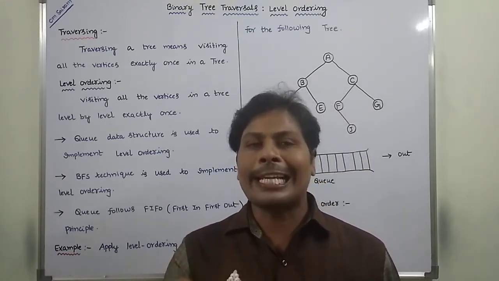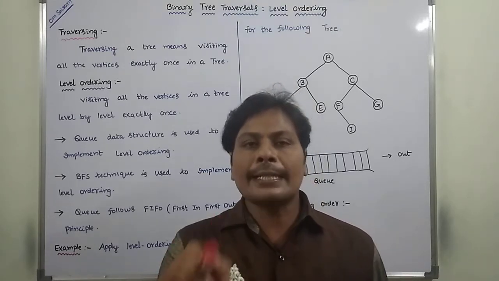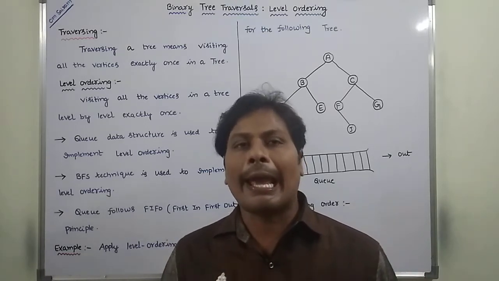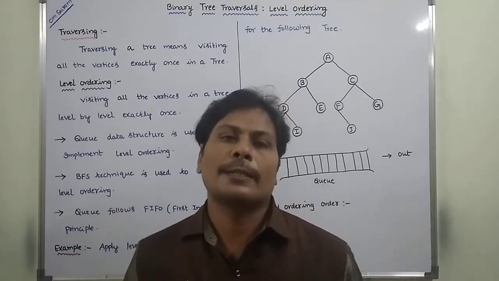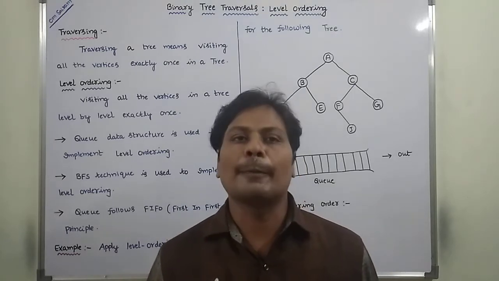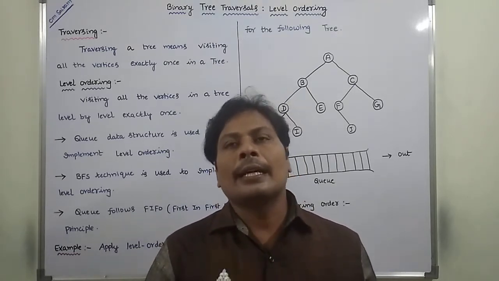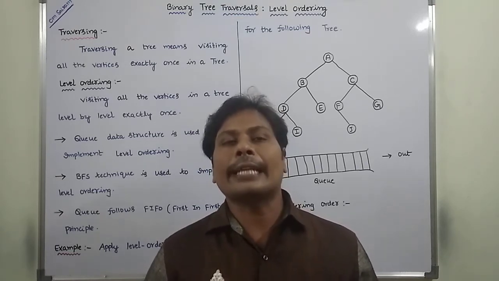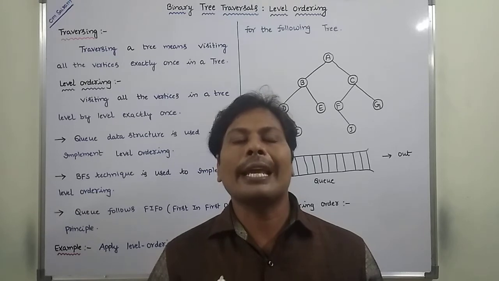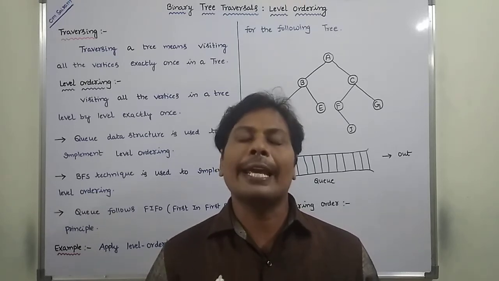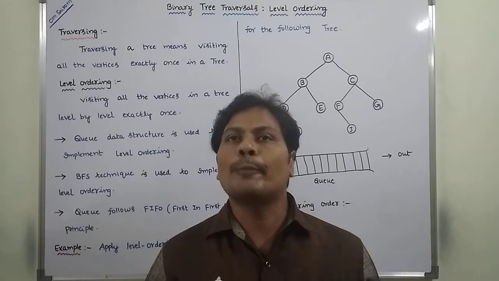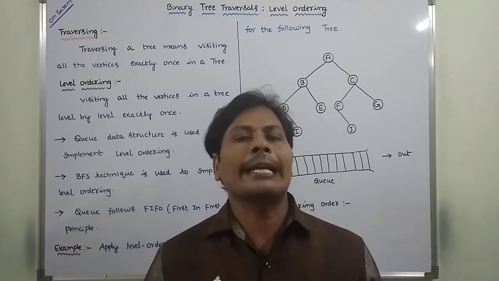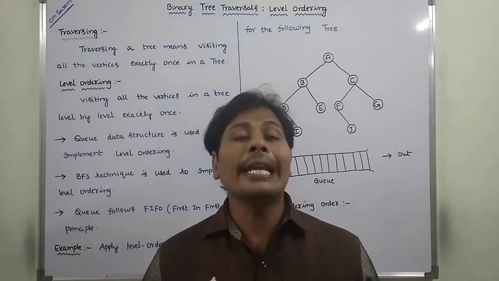First of all, what is traversing? Traversing means visiting all the vertices in a tree exactly once. That is nothing but traversing. Next, there are three different tree traversal techniques. First one is in-order, second one is pre-order, third one is post-order. To perform these three traversal techniques, we have to use three notations.